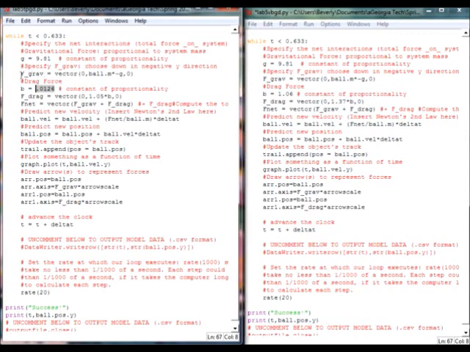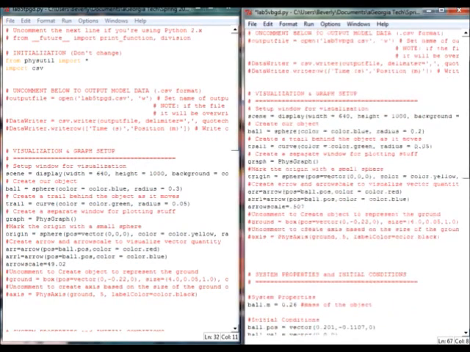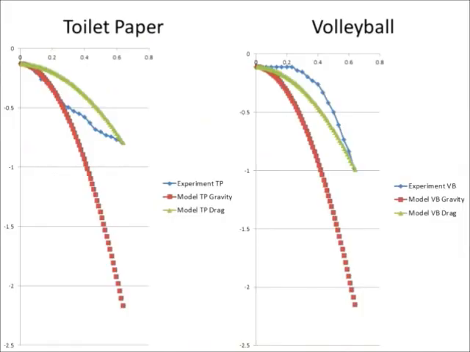Our F grav is still going to be applied as the mass of the object times negative g, where g is defined as 9.81. Our arrow scale for toilet paper is about 50, and our arrow scale for the volleyball is about 0.5.